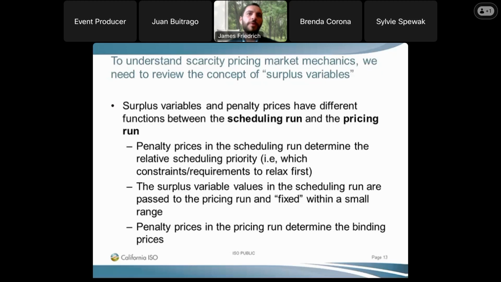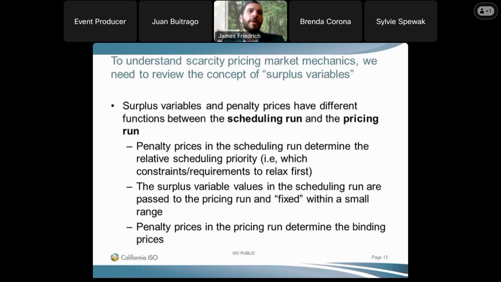if the surplus variable was fixed in the pricing run, the penalty value associated with that surplus variable would not be able to be price setting. And so what the market optimization does is fix the value, let's say in the example, the value is 5, and create a small band of movement around that number so that it can support an incremental change in that value, and therefore the price is reflected in the pricing run. So penalty prices in the pricing run determine the binding prices that are published to the market.